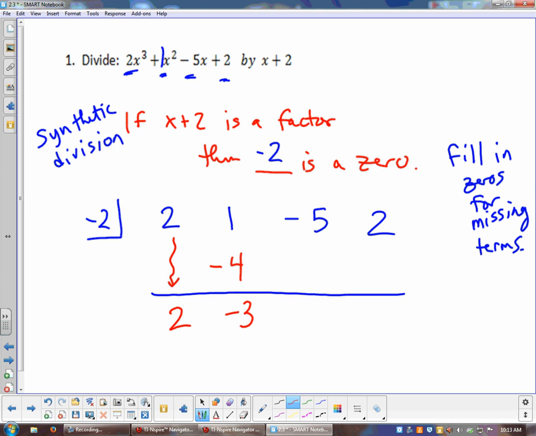And the process starts again. So I'm going to multiply the number below the line by the number in the box, and I'm going to get 6. So I put that here, and then I add, and I get 1. I put that below, continue, and I get what?